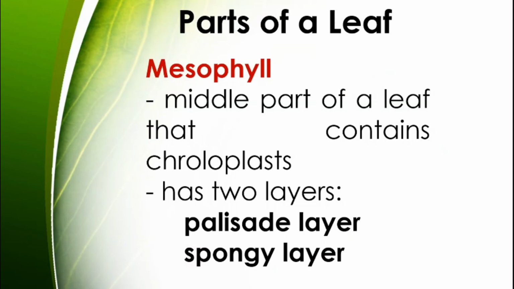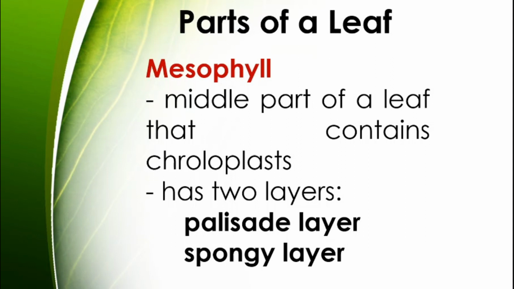Now, the next part is the mesophyll. The mesophyll is the middle part of a leaf that contains the chloroplast. We will talk about the chloroplast later. Again, the mesophyll is the middle part of the leaf. We have two layers of mesophyll. We have the palisade layer and the spongy layer.